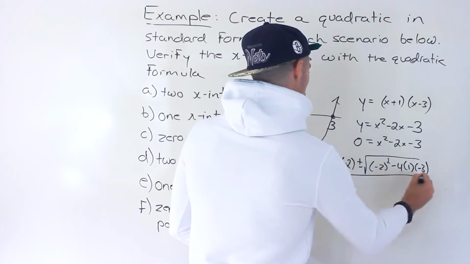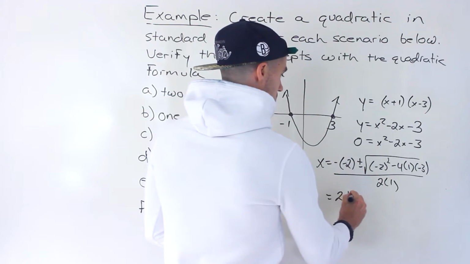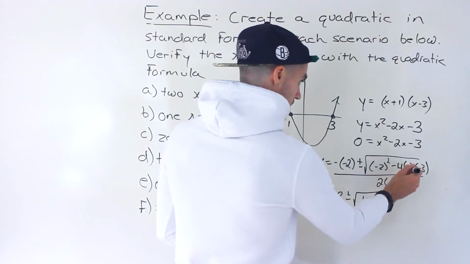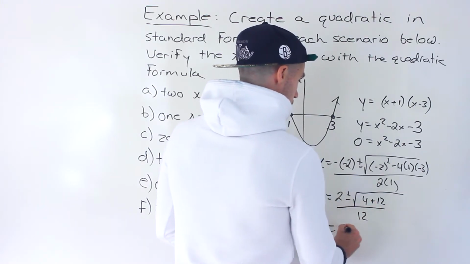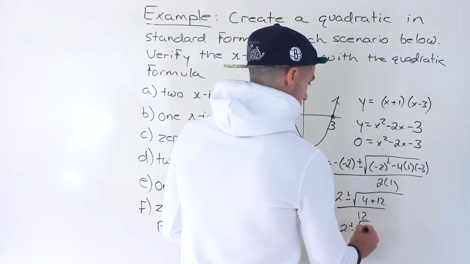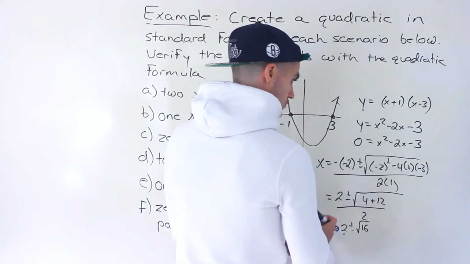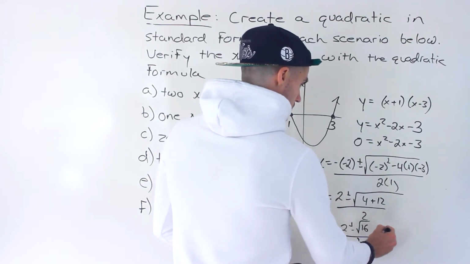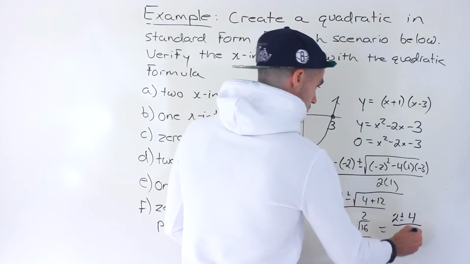So we'd have that over 2a, which is 2 times 1. So we'd have 2 plus or minus, this would be 4. -2 squared is 4. -4 times 1 times -3 would give us +12, over 2. 2 plus or minus √16. Sorry, why did I put a 12 here? This is 2, right? 2 times 1 is 2. And then over 2. So that would be 2 plus or minus √16, which is 4, over 2.